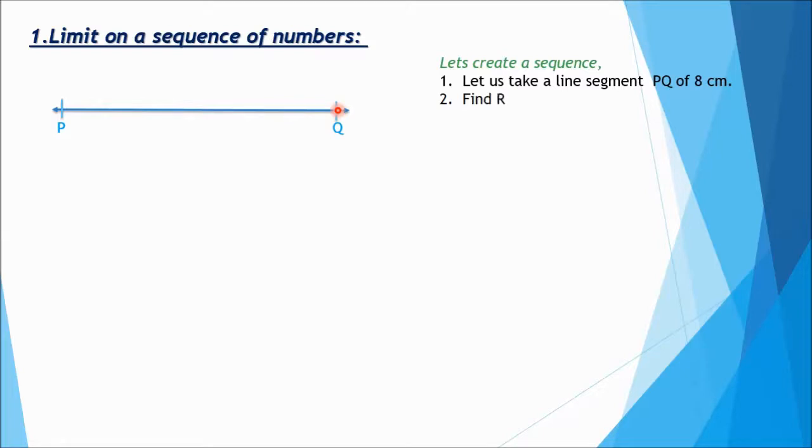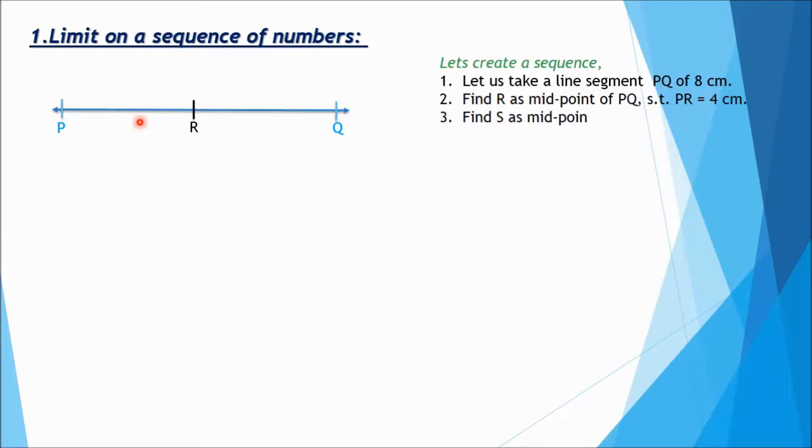In the second step, you can see find R. We have to find R as midpoint of PQ. The point R is the midpoint of line segment PQ of 8 centimeter. What it means is the value of PQ is 8 cm, so the length of PR will be 4 cm. So you can see the point R here.